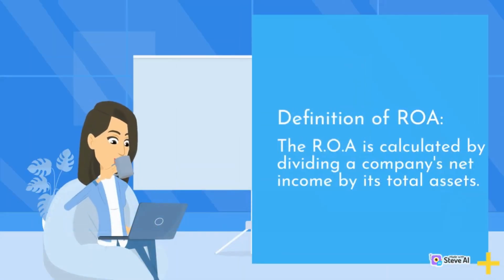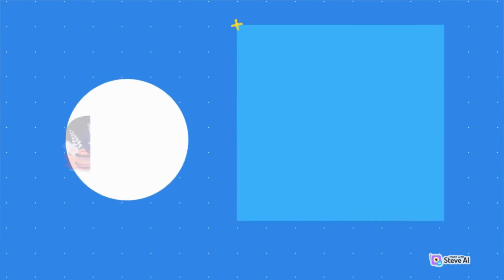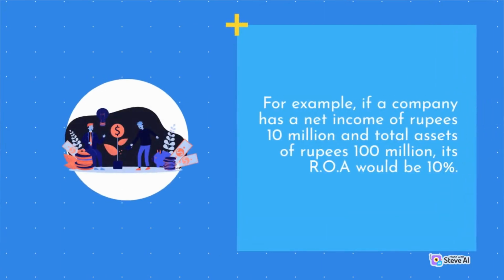Definition of ROA. The ROA is calculated by dividing a company's net income by its total assets. For example, if a company has a net income of rupees 10 million and total assets of rupees 100 million, its ROA would be 10%.